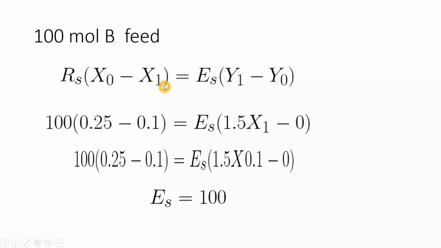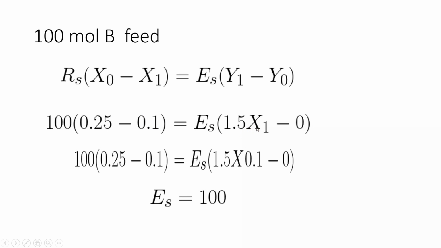Rs into X naught minus X1 is equal to Es into Y1 minus Y naught, where Es is denoting the pure solvent and Rs is denoting the carrier liquid flow rate, which is B. B is the carrier liquid, right? So X naught minus X1 in first stage, and it is Y1 minus Y naught. Y naught is the pure solvent entering into stage 1, so it is zero. So we can multiply, it will be 100 into 0.25 minus 0.1. I have calculated it earlier, right?